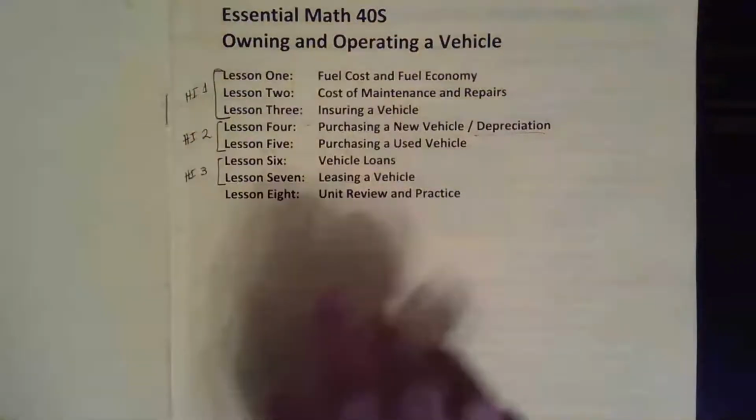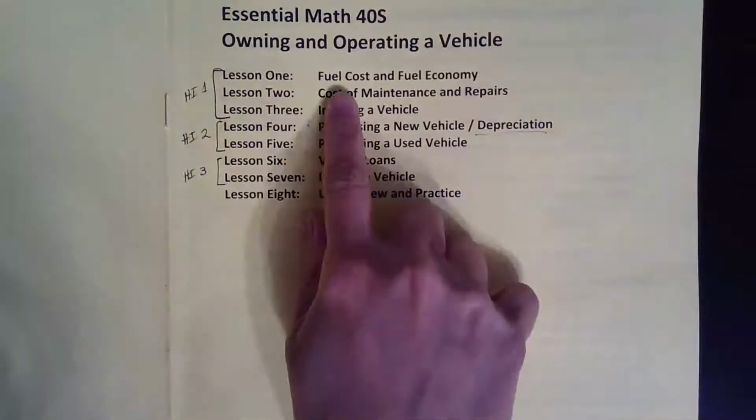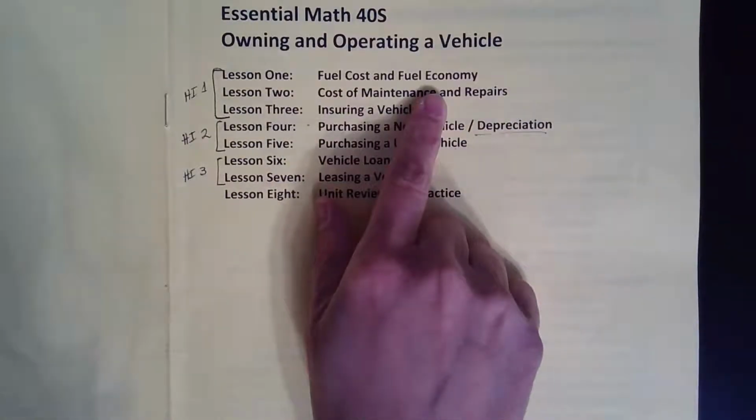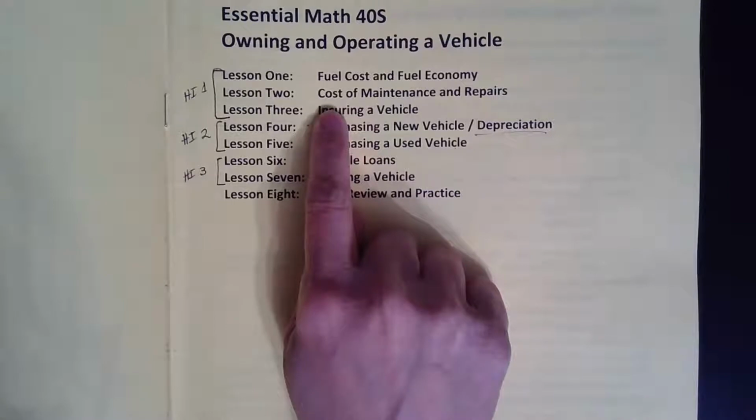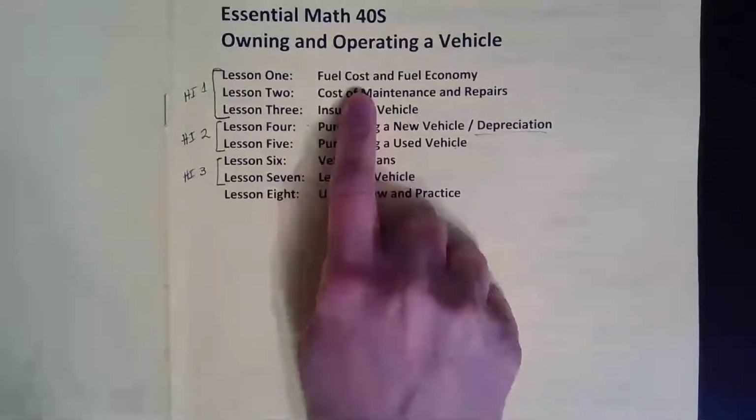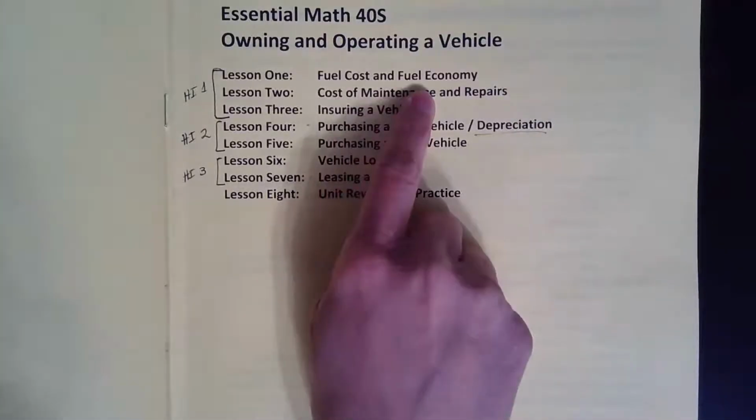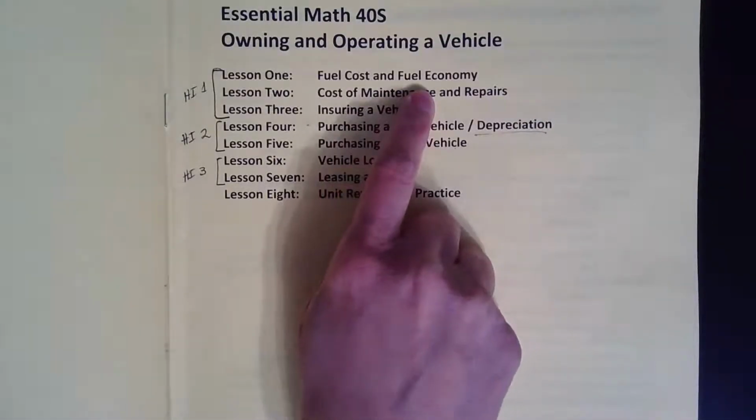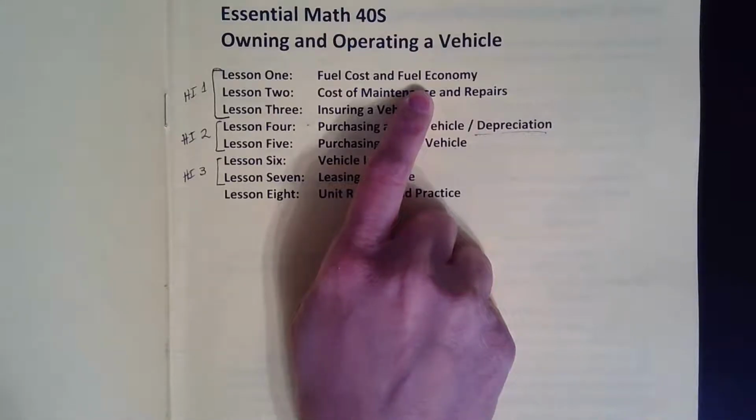Just to go back, we started off with fuel cost and fuel economy. That one is calculating how much it costs to drive, how much fuel is needed, and what the cost for that fuel is, and also fuel economy.